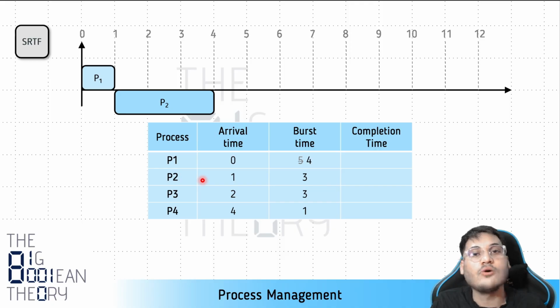So P2 will be allowed to execute. And till when will process P2 be allowed to execute? Until the next process arrives. The next process, that is P3, arrives at t equals 2 milliseconds.